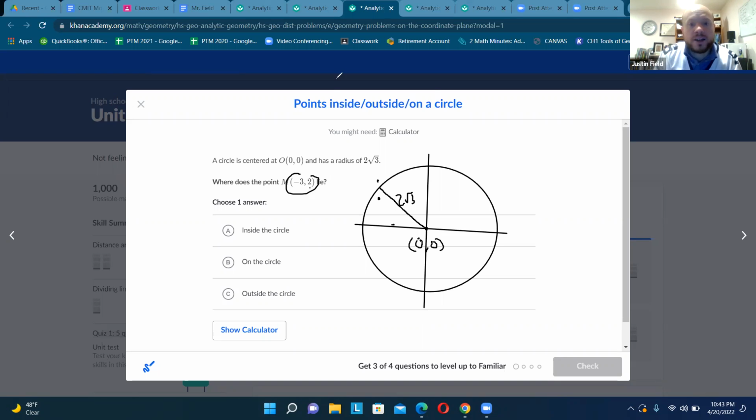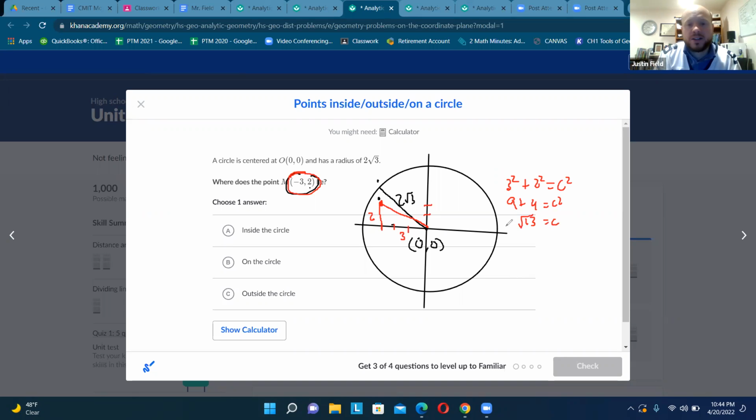So if I go over 3 and up 2, it looks like it's inside the circle, but my circle might not be accurate. So let's see just how long this segment is. We know that the vertical side is 2. We know that the horizontal side is 3. Let's do a quick little Pythagorean theorem right here. Okay, 9 plus 4, 13, square root of 13.